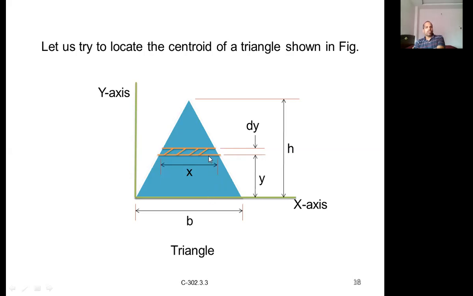And what is the moment? How to calculate the moment of area? So far we got the area. We have to calculate the moment of area. Moment of area is area into distance from the reference axis. What is the distance from the reference axis? That is nothing but y. So the formula becomes x into dy into y. That is the moment of area of one strip. Similarly, if you want all of them, then integrate it.